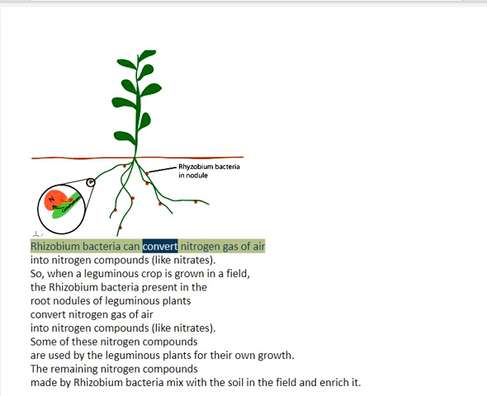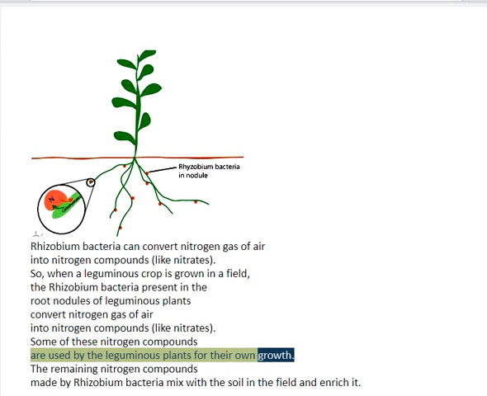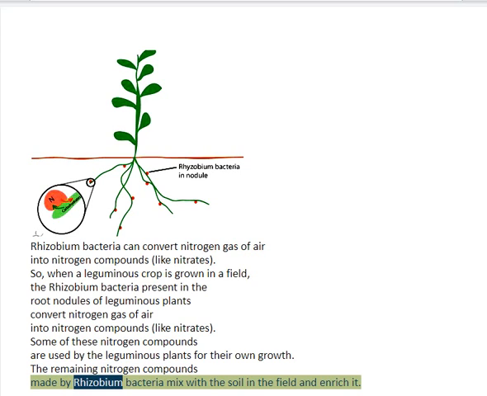Rhizobium bacteria can convert nitrogen gas of air into nitrogen compounds like nitrates. So, when a leguminous crop is grown in a field, the rhizobium bacteria present in the root nodules of leguminous plants convert nitrogen gas of air into nitrogen compounds like nitrates. Some of these nitrogen compounds are used by the leguminous plants for their own growth. The remaining nitrogen compounds, made by rhizobium bacteria, mix with the soil in the field and enrich it.